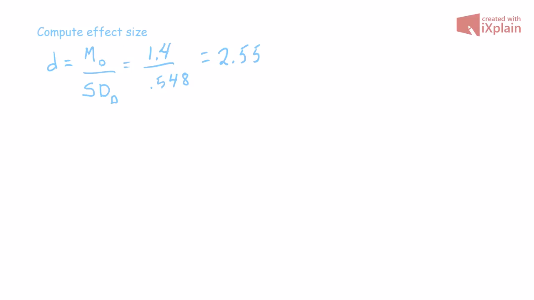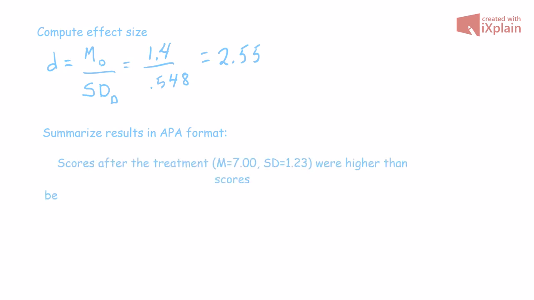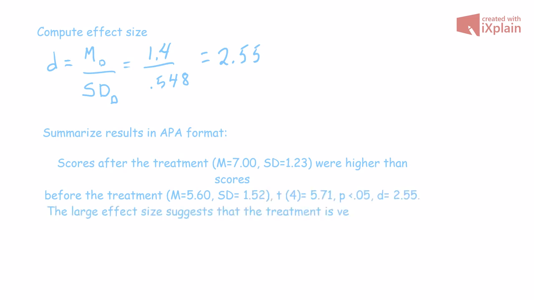And now we need to summarize the results in an APA format. Scores after the treatment were higher than scores before the treatment. And then I have stat stuff, and then a summary statement about the effect size interpretation. The large effect size suggests that the treatment was very effective. The same format in this reporting statement as we've been using for quite some time.